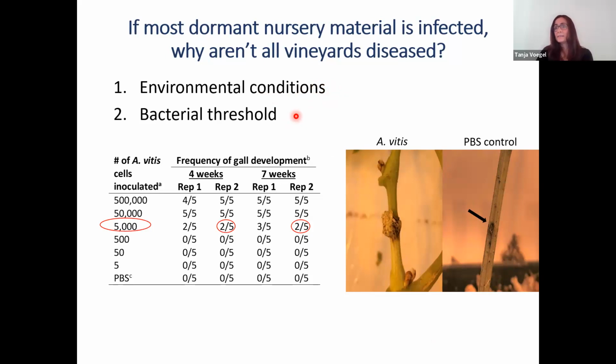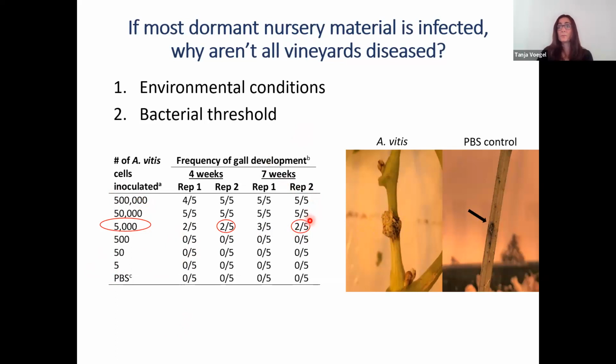So in order to find that out, we did a greenhouse assay where we inoculated grapevines with different concentrations of the bacteria. That ranged from 5 bacteria to 500,000. We inoculated them by a needle prick inoculation right into the tissue. And we found that after 7 weeks, 2 out of the 5 replicates developed galls when they were inoculated with 5,000 bacteria. All of the 5 plants developed galls at 50,000 bacteria.